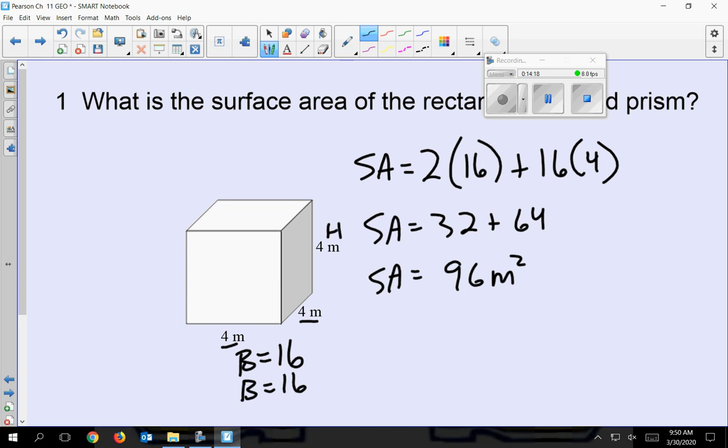Okay, so taking all that, the area was 4 times 4. It gave me the 16. The perimeter was adding up all 4 sides. That also gives me 16. The height of this prism was 4. So 2 times 16 is 32. 16 times 4 is 64. Add those together, you get 96 meters squared. Okay.